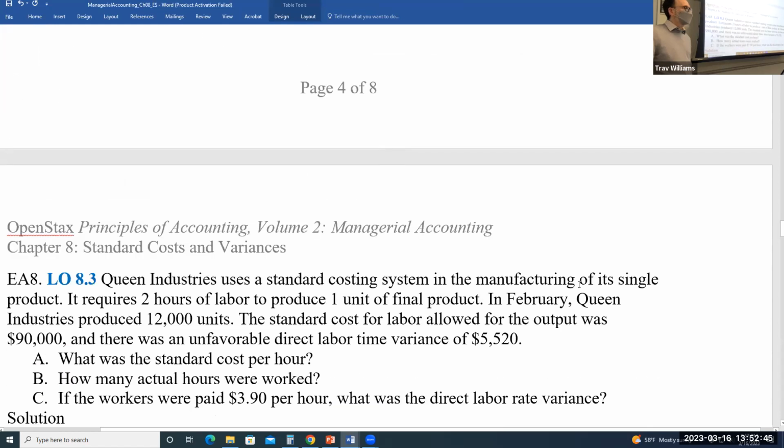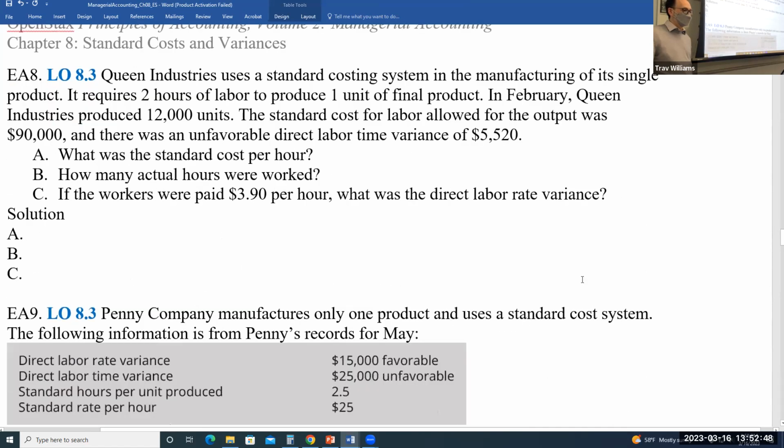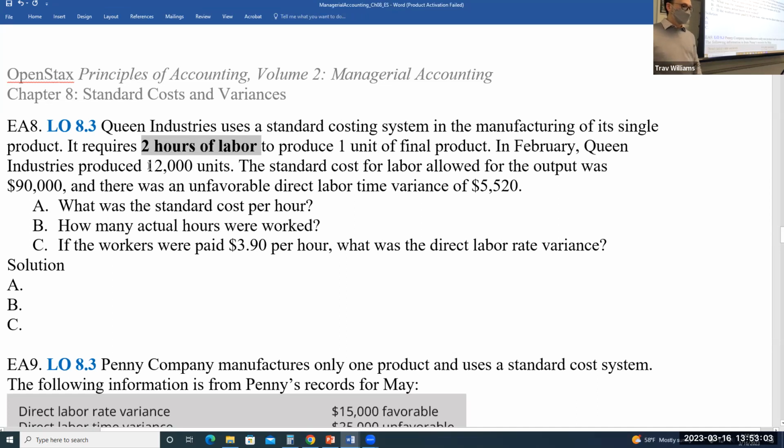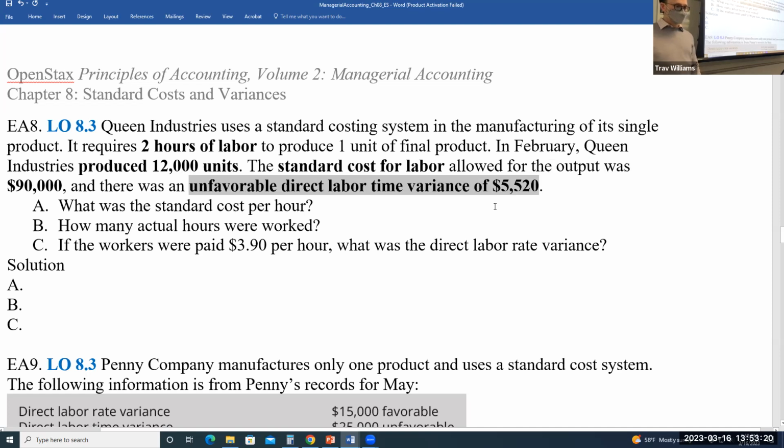We ready for the next one, number 8? Right. So let's see here. 2 hours of labor are required for 1 unit of product. They produce 12,000 units of product. Standard cost was $90,000. There was an unfavorable direct labor time variance of 5,520. Okay, first question, what was the standard cost per hour?